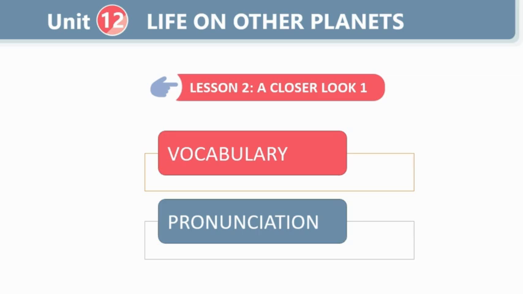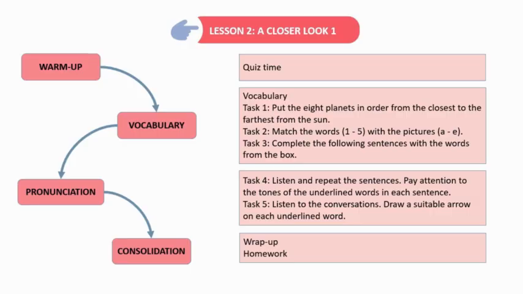About the lesson today, we will have two big contents. The first one is learning some vocabulary related to the topic, life on other planets. And the second one is pronunciation. You will learn how to use intonation when making lists. Now, let's look at the details.